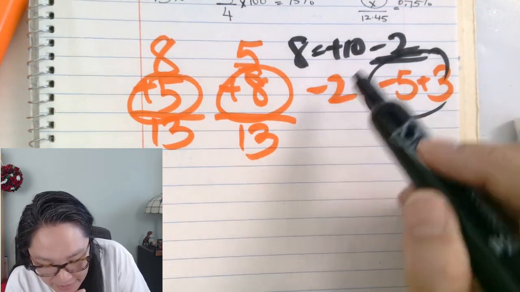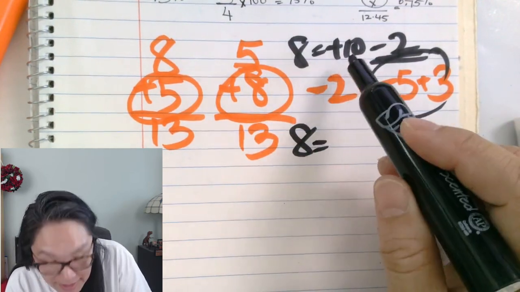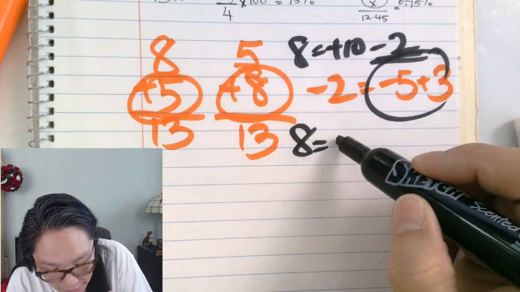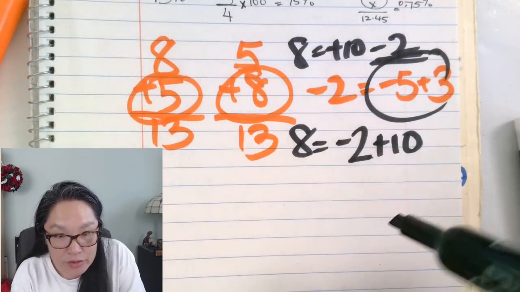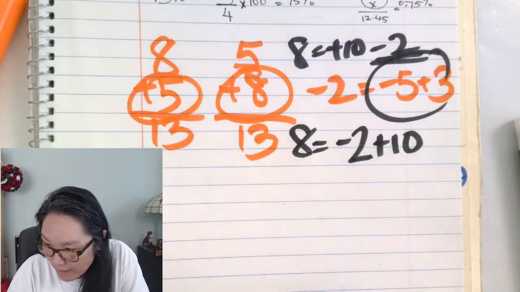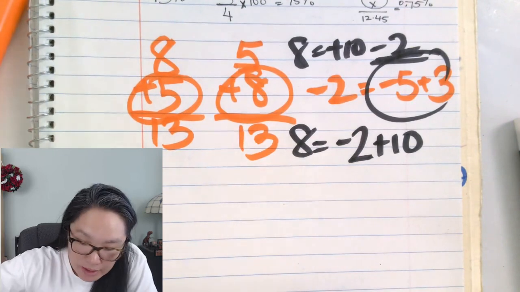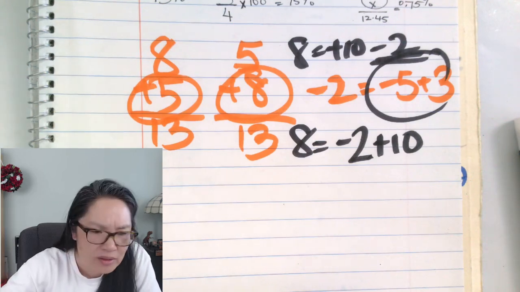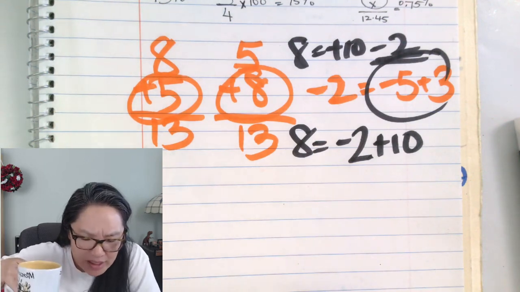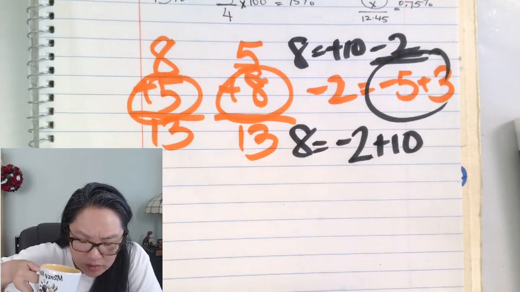So I have 8, right? I can do plus the 10 minus 2, or I can do minus 2 plus the 10. We need to keep this in our mind, because it should work any which way. They call it fact family, I think. I don't know if they call it fact family. I never was taught this when I was in school.